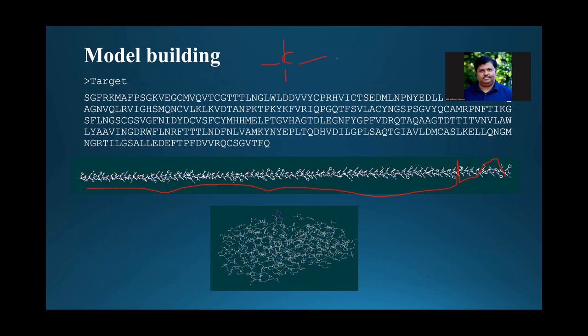So I can assume a three-dimensional linear chain of amino acids, which doesn't have XYZ coordinates, just some random XYZ coordinates. Now, what I will try to do is assign the three-dimensional coordinates of the template structure to this target structure in the regions where they are structurally conserved. That's why it is called a structurally conserved region. That's very important.